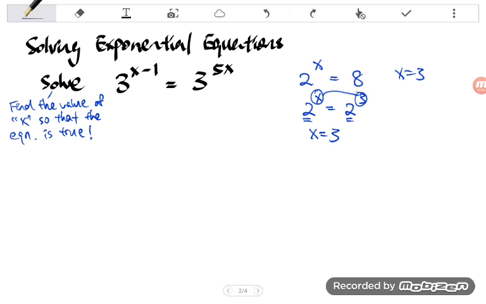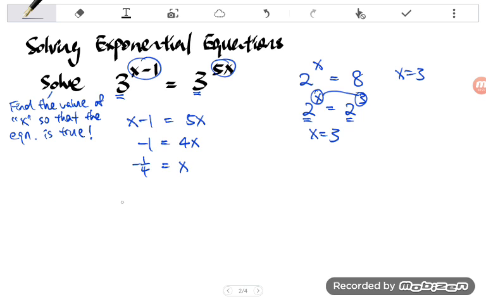So let's get started then. I have 3 to the power of x minus 1 is equal to 3 to the power of 5x. Now the bases are the same, which means all I have to worry about are the exponents. So x minus 1 must be equal to 5x, and I can just combine like terms and solve for x. So my x is equal to negative 1/4.